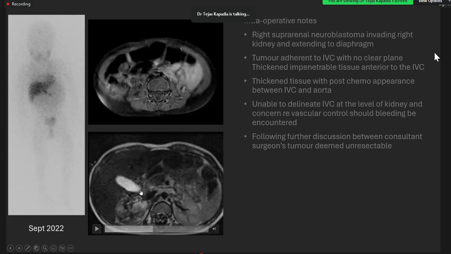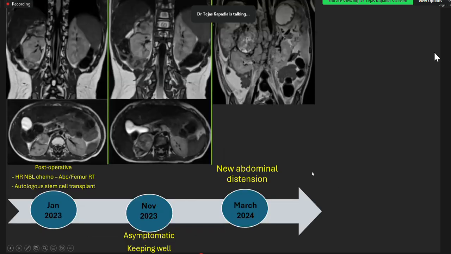So even if they would want to resect it from the operative point of view, it would be a blind resection which risks damage to the IVC. And on the basis of all those pluses and minuses of surgery, they decided to not take out the lesion. So imaging plays a very important part in that scenario.